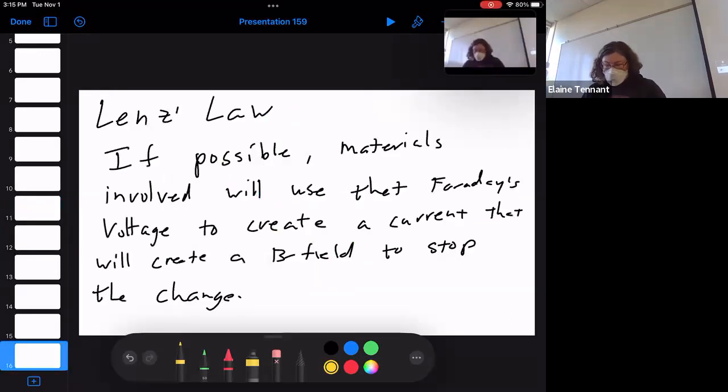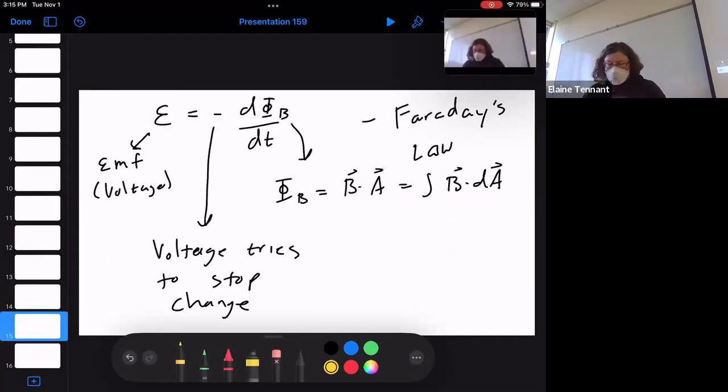And I need to stop talking now. And I will say a whole lot more later. There's more to this, but the idea is that this Faraday's law can create electricity to try to stop things from changing.